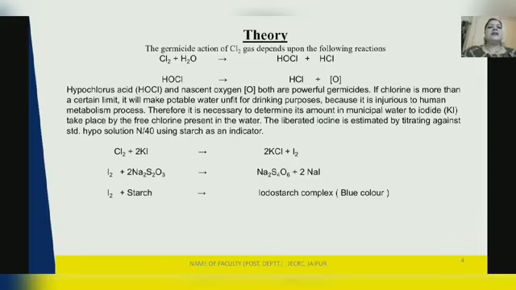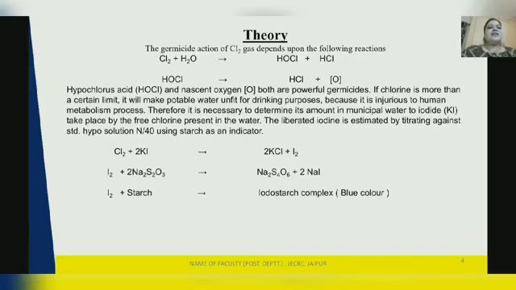If chlorine is more than a certain limit, it will make potable water unfit for drinking because it is injurious to the human metabolism process. Therefore, it is necessary to determine its amount in municipal water. Iodide oxidation takes place by free chlorine present in water. The liberated iodine is estimated by titrating against standard hypo solution using starch as internal indicator.